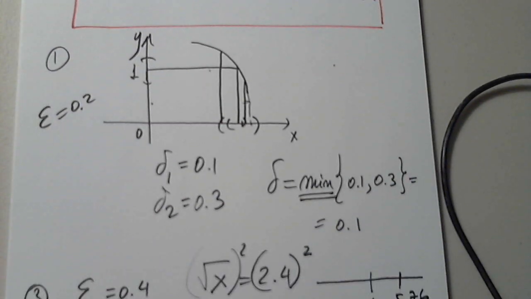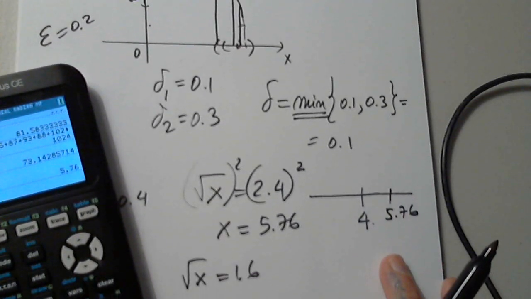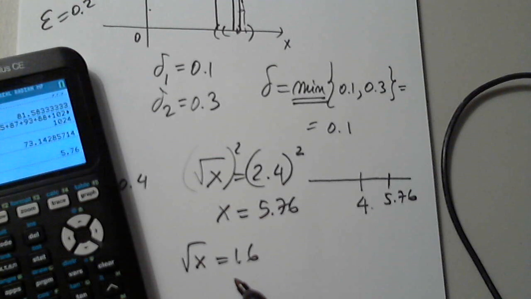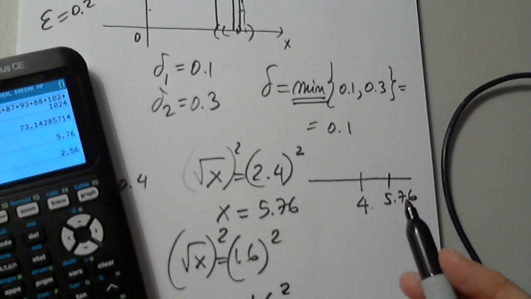In other words, the square root of some x is 1.6. How do I determine x? We should do the same thing. Of course. So x equals 1.6 squared. And I got 2.56.